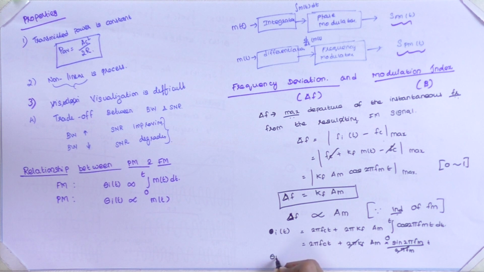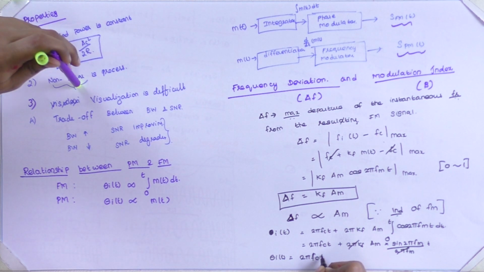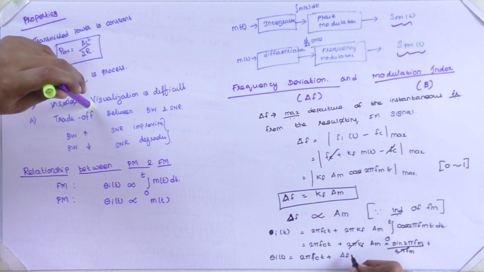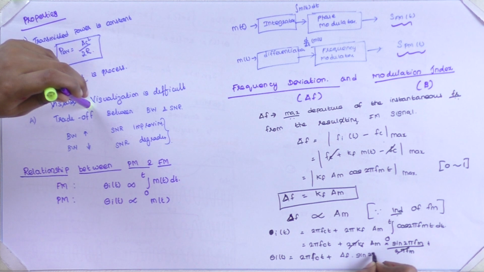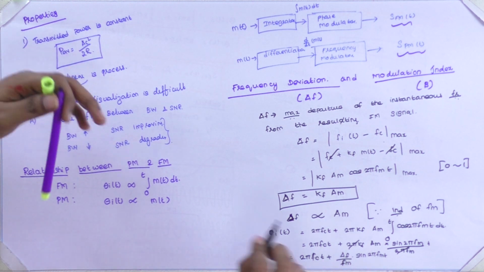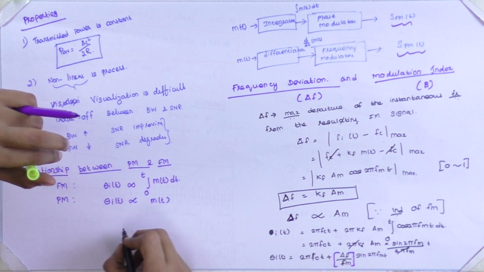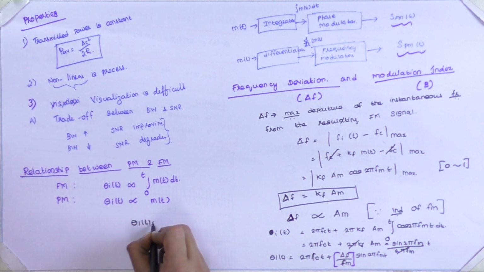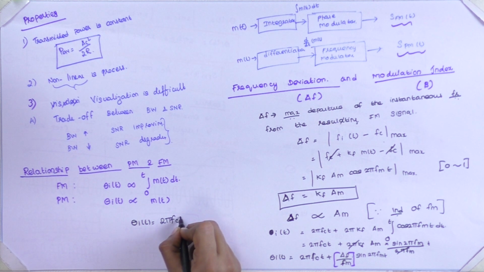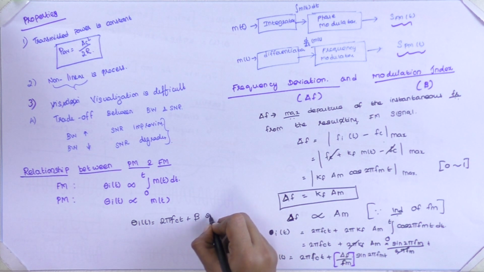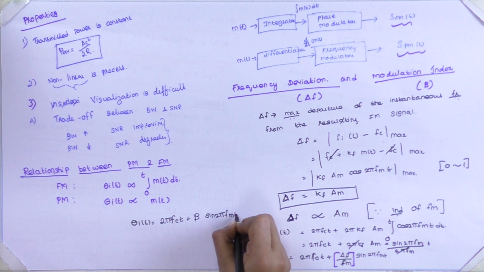Therefore, our final equation will be theta i of t is equal to 2 pi Fc t plus Kf Am, where Kf Am can be replaced with del f. Therefore, del f into sin 2 pi Fm t divided by Fm. This term del f by Fm is replaced with a term called beta. That is, theta i of t is equal to 2 pi Fc t plus beta sin 2 pi Fm t. This beta is called the modulation index.